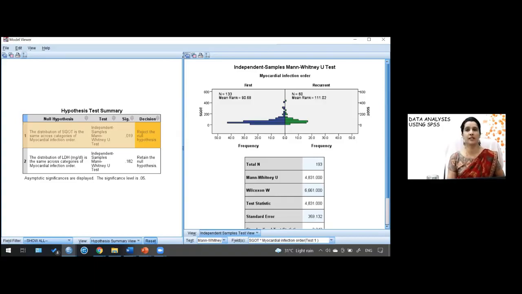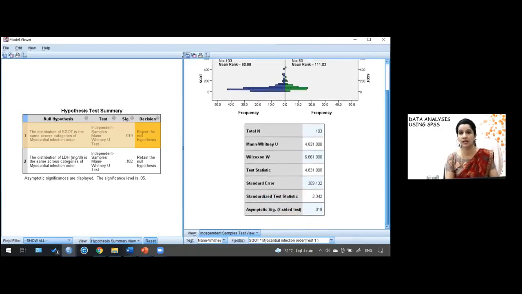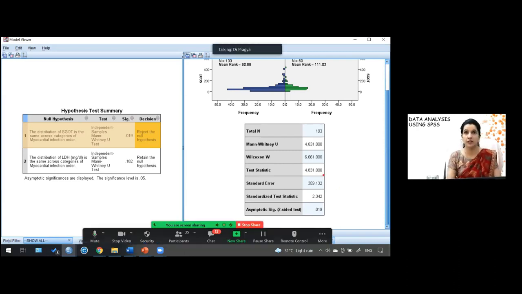Although you can report mean rank also, if you can report both of them, you should always report the median also. But this command doesn't give you the median value. This only tells that there is a significant level of SGOT between the first and second order. This tells you the value of Mann-Whitney statistics, and this is the standard error. You have to report the standard Z statistics. This we report, and this is the p-value.